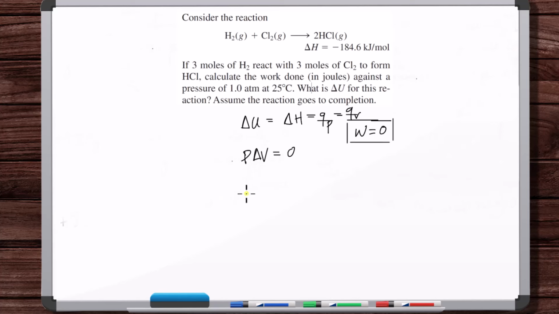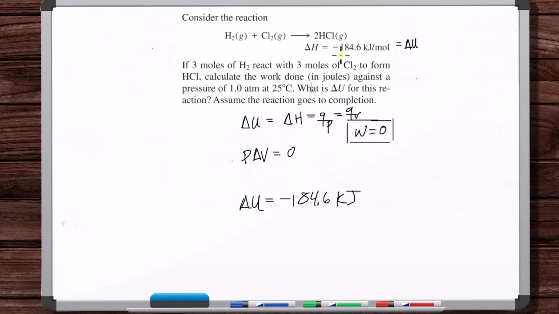So delta U is equal to minus 184.6 kilojoules per mole. Or, well, no, I'm going to put kilojoules. I'm not going to put per mole because it's not right next to the reaction. But if I was doing this, I could say delta U, and that would be fine. It's right next to the reaction, so you know what that means.